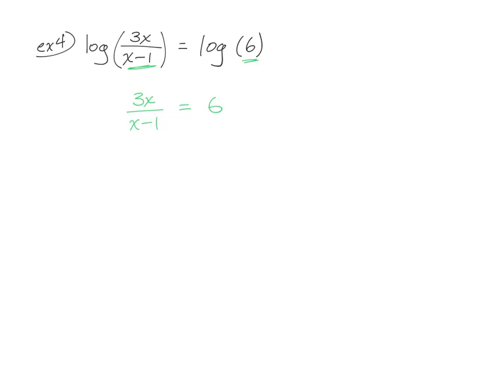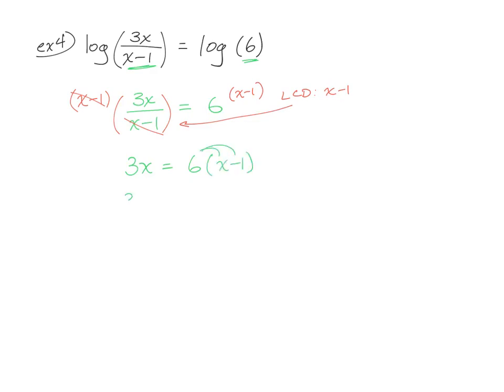So anyway, to review, what you want to do is find an LCD here. Luckily, there's only one denominator. It is x minus 1. So we will multiply all terms by x minus 1. There we go. And this side will reduce, and we'll be left with 3x equals 6 times x minus 1. We can distribute that out. Get 3x equals, what do we get? 6x minus 6. Why don't we subtract 6x from both sides?